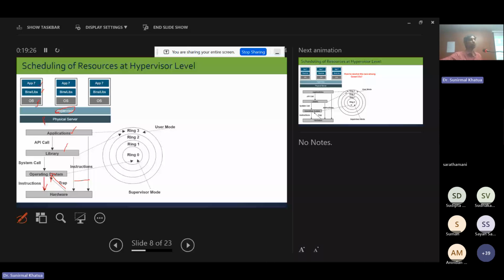Now, the main challenge of resource scheduling at the hypervisor level is who will resolve the race among the guest OSes. Because there are 3 guest OSes, these 3 guest OSes may run their sensitive ring 0 instructions directly on the hardware, and since the OSes are running in the privilege mode, they will execute in parallel, and there is a race condition. So the main challenge we have to solve here is how this race will be solved. Any idea that can be used to solve this problem?